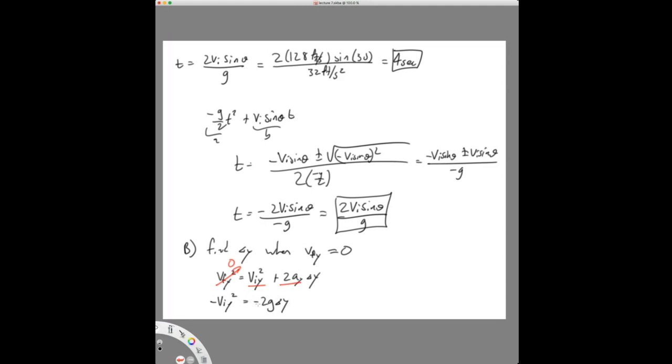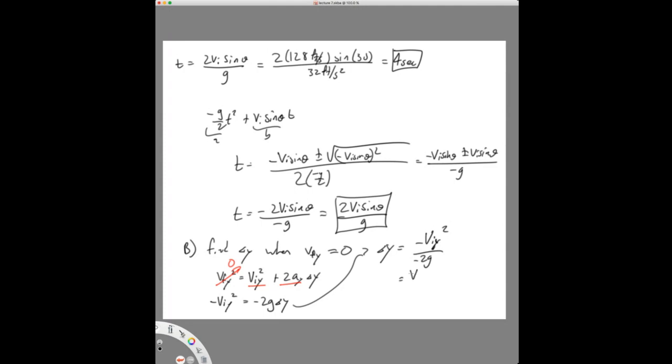And then we can divide both sides by negative 2g. So delta y is going to be minus v_iy squared over minus 2g. And notice for this, I didn't even need to use anything about the x direction. The y direction alone is enough for me to solve this problem, which is pretty cool. So time of flight only cares about... not time of flight. The max height only cares about the y direction. So that's true for time of flight as well.